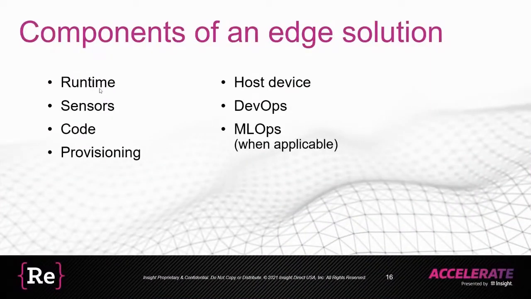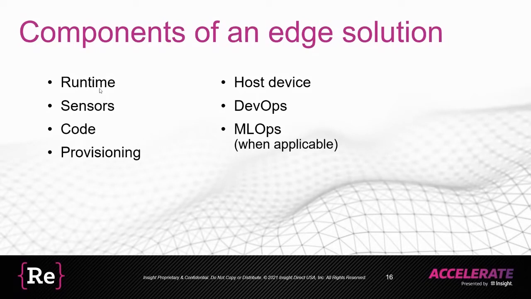So what are the components of an edge solution? When we talk about the intelligent edge, we have to think about the runtime, and that's going to be the operating system. Are we running on Linux? Are we running on Windows? Or are we running on some Cortex A series device or something like that? We have to think about what the runtime is that we're going to be running on. Is it going to be IoT Edge? Is it going to be Docker? Those are some things we need to think about.